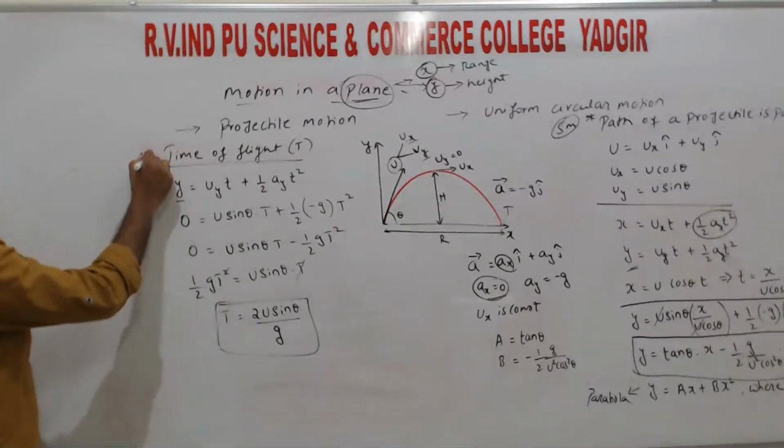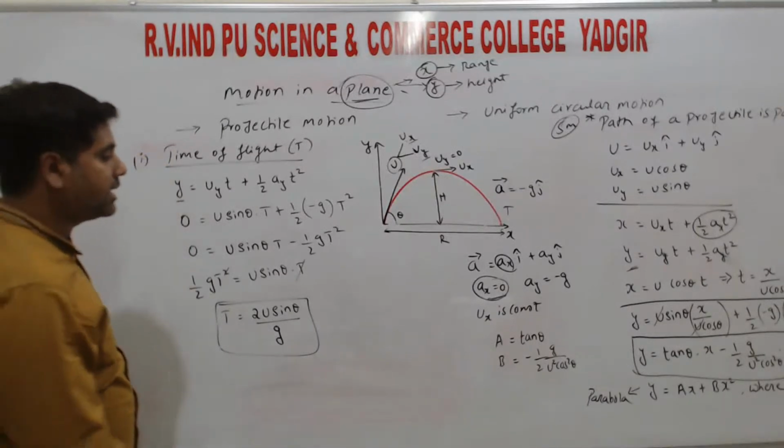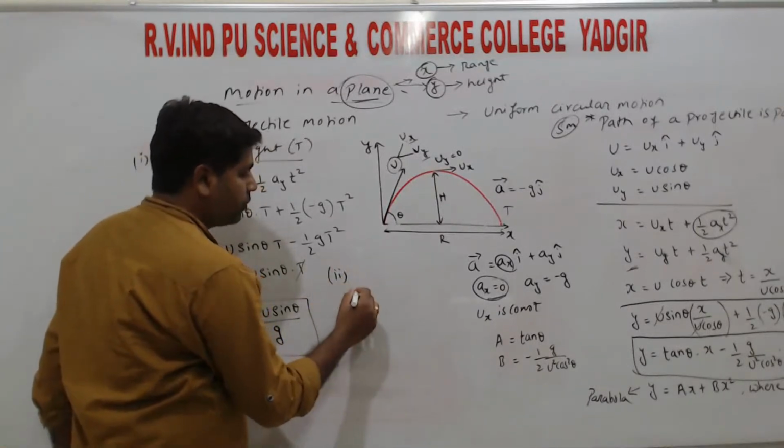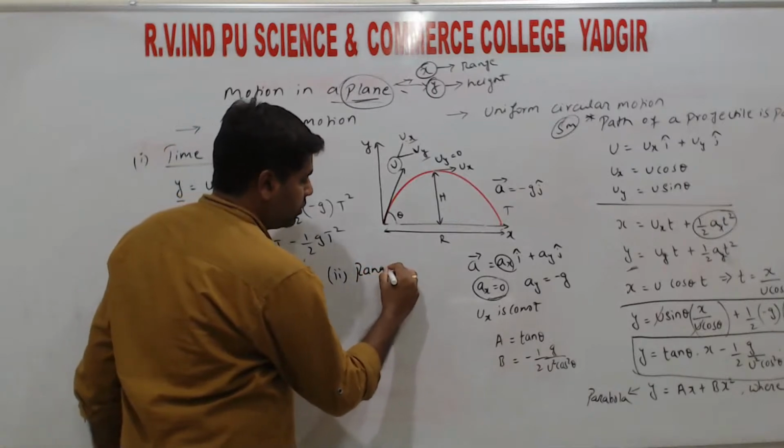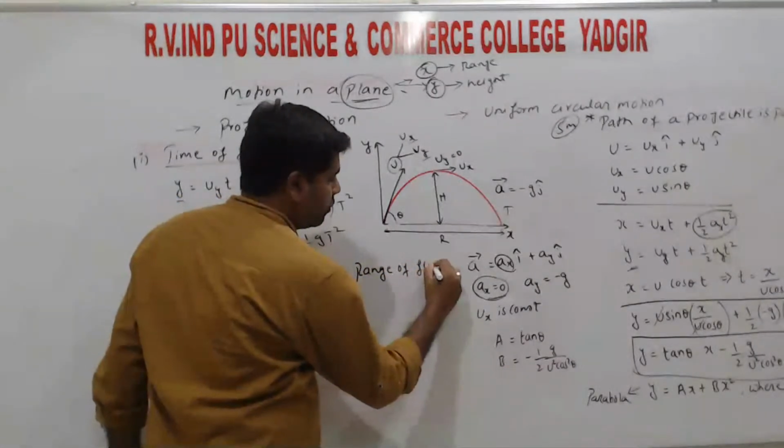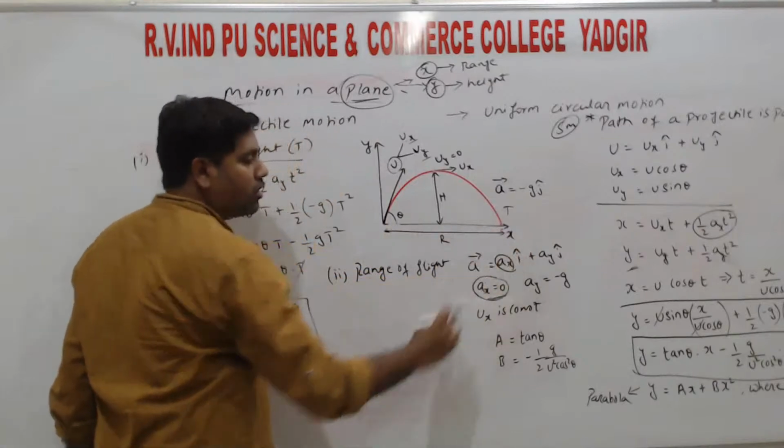So this is for the first one. Next, second one, range of flight. So range means horizontal distance.